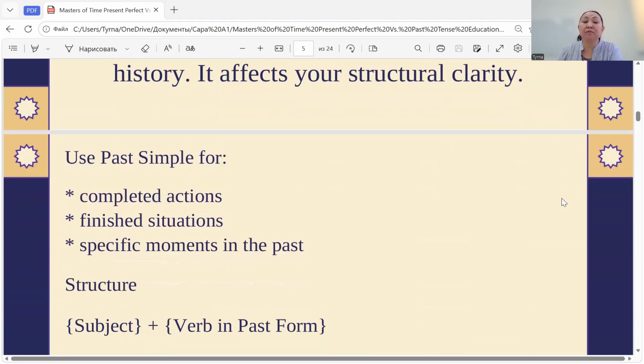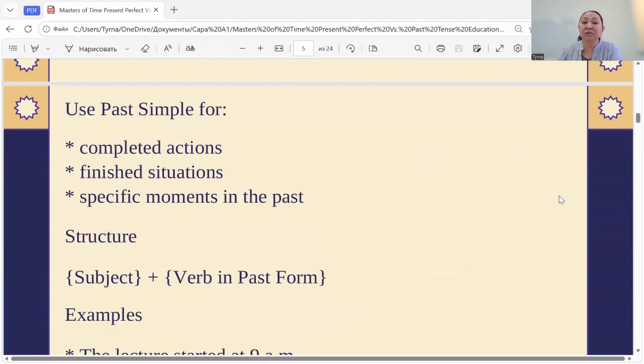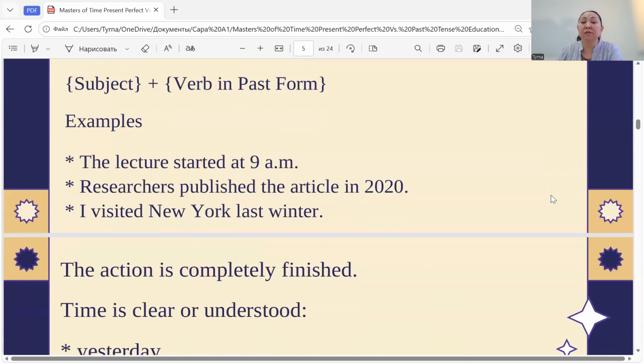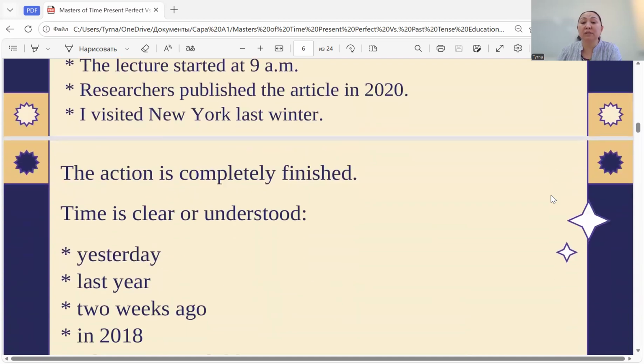Use past simple for completed actions, finished situations, specific moments in the past. Structure: subject plus verb in past form. Examples: The lecture started at 9 a.m. Researchers published the article in 2020. I visited New York last winter.